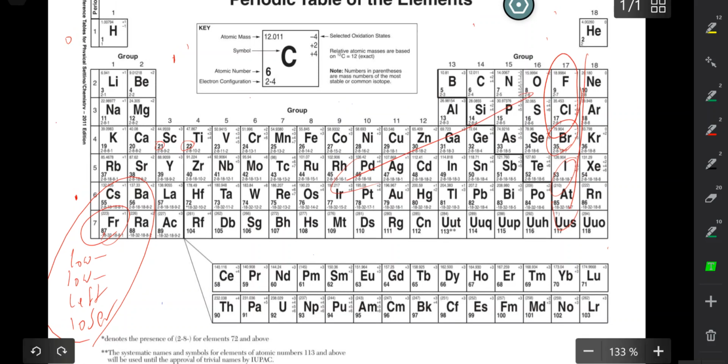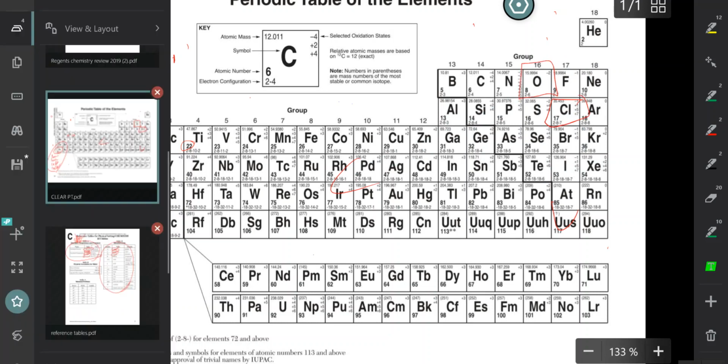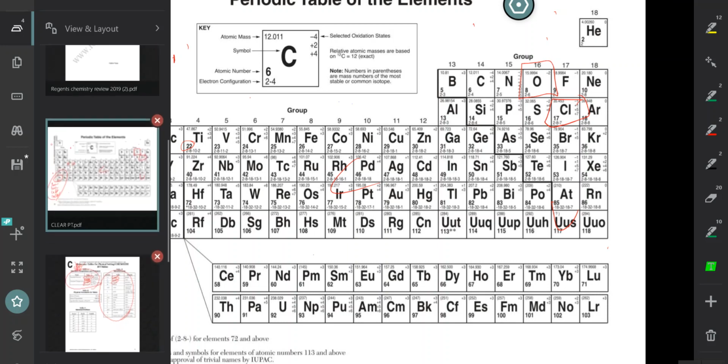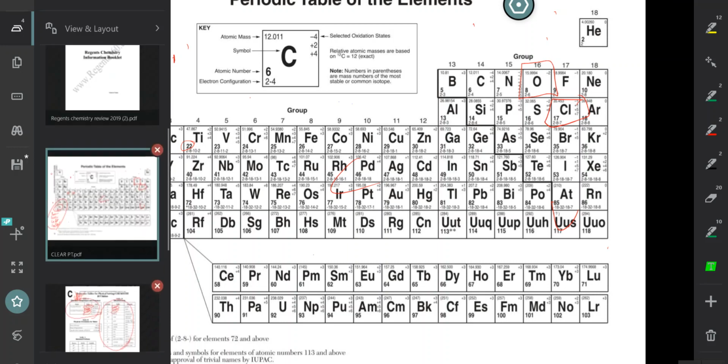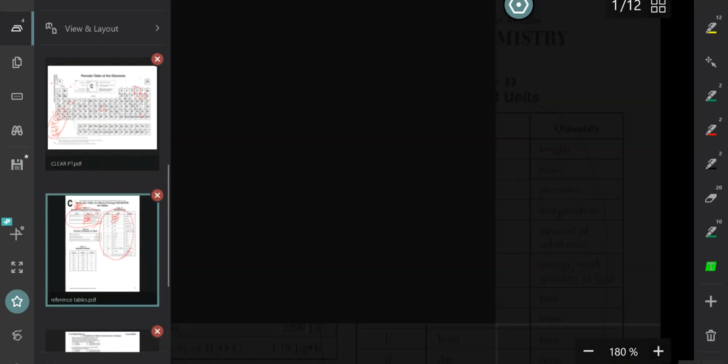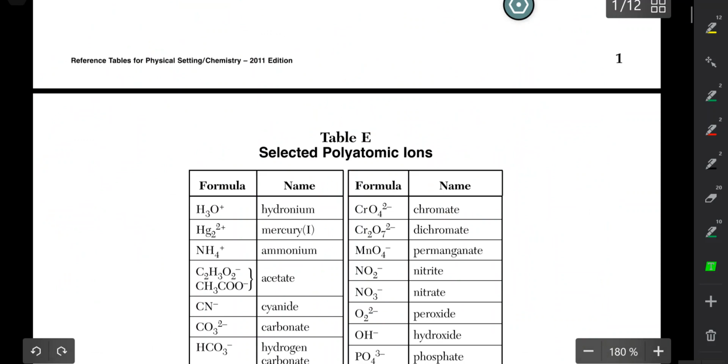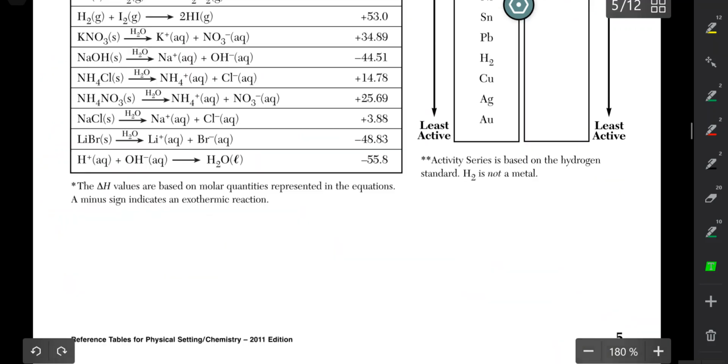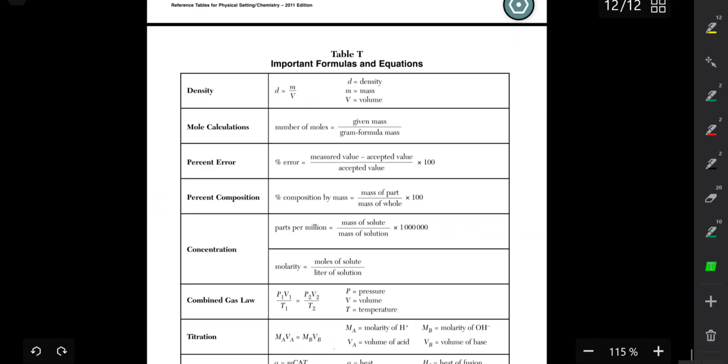If you're confused a little bit and you don't really want to use this trend, and let's say you get something that's a little confusing, you don't know if this one is more metallic or this one is more metallic. Well, they're both non-metals, but which one would have less non-metallic properties? You can look at table S, and you'll see each element's electronegativity value.